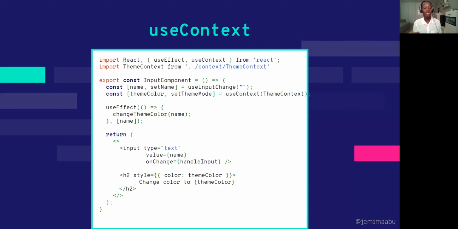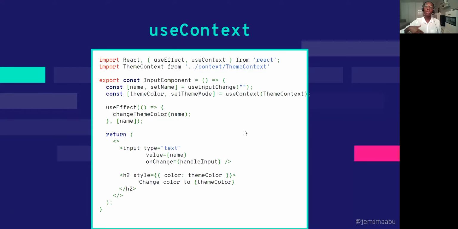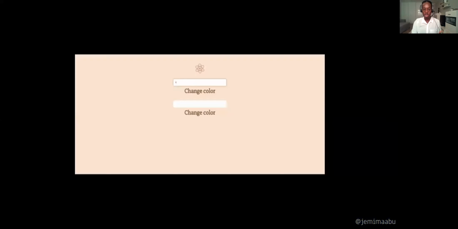So we can see that in this component here, I have my local state. My local state is this name and setName. And then I have my global state, which is calling useContext, which is themeColor and setThemeMode. So basically what this means is that whenever I update the theme color within this component, it's going to update for all the components. So let's take a look at a case where we have two input components that can both control context. Now these components are meant to change the color based on the input.